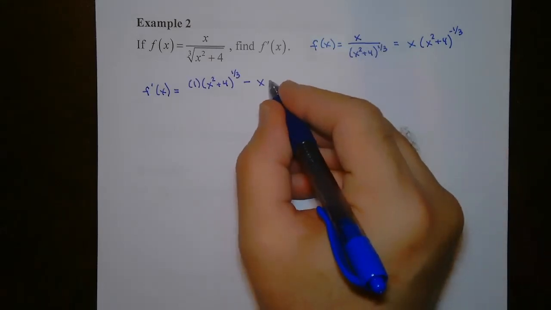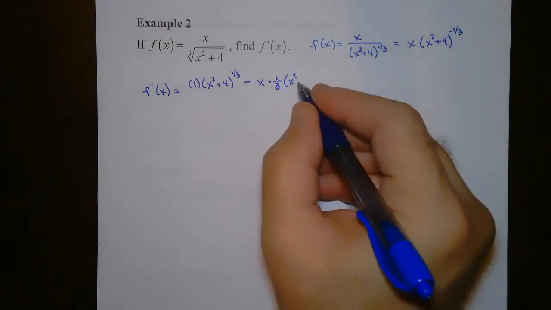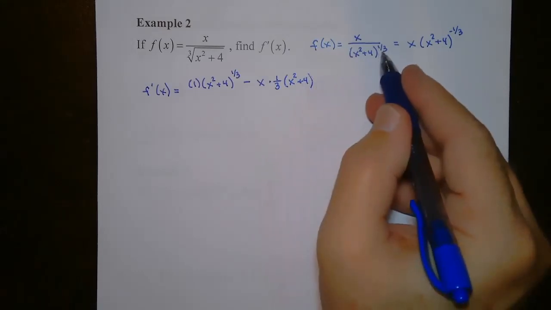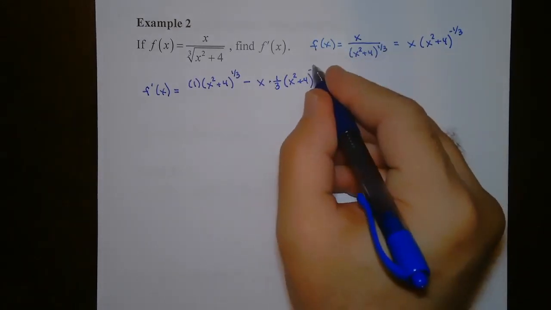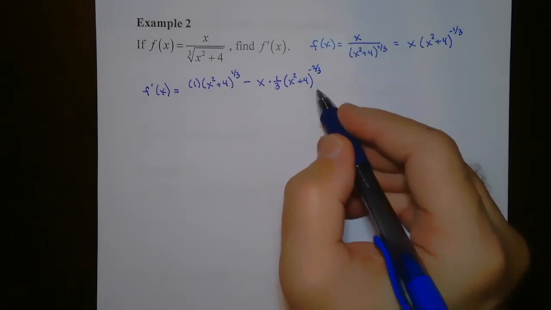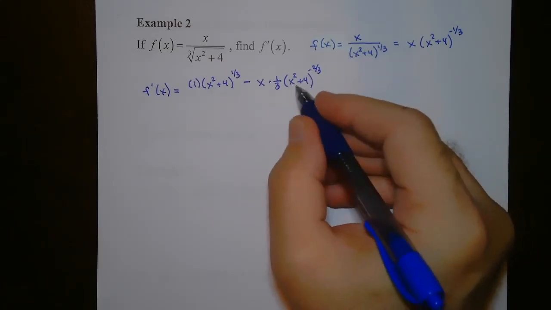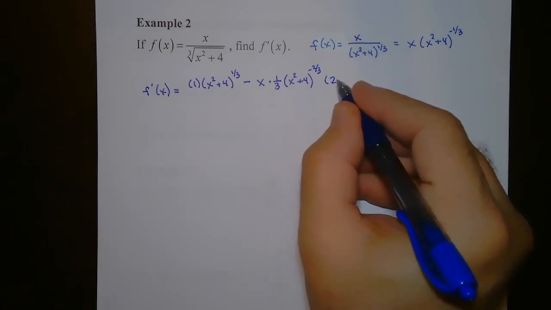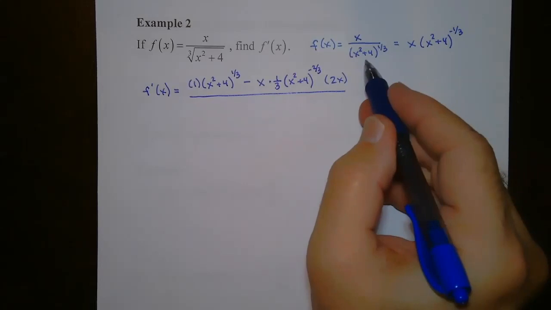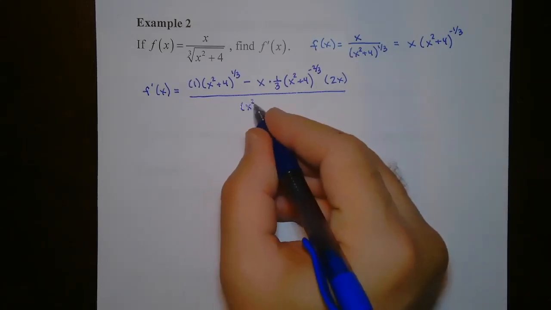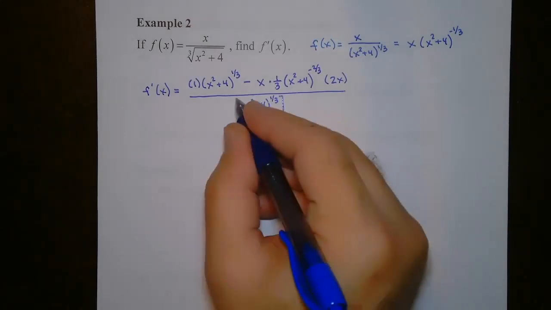So this would be times 1/3, because I have to bring that power down, and then times x squared plus 4. Then I subtract 3/3 from the power because that's 1, and that becomes negative 2/3. That's just the derivative of the outside function. Now I take the derivative of the inside function, which is 2x. So times 2x, and then all over the denominator: x squared plus 4 raised to the 1/3, and then I need to square that.